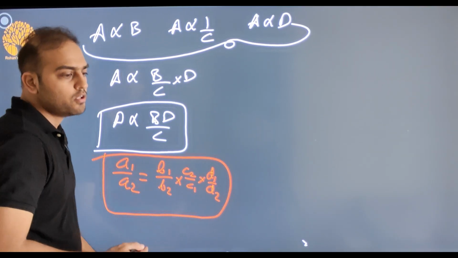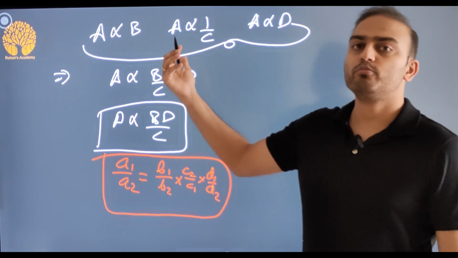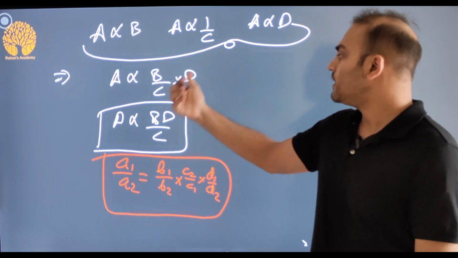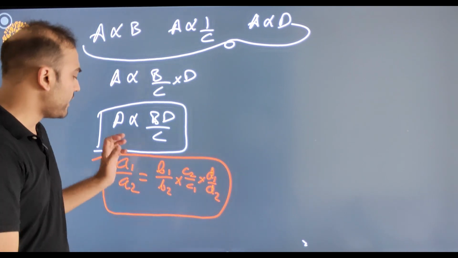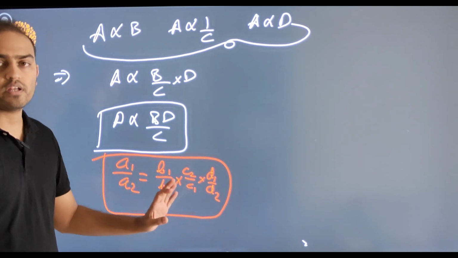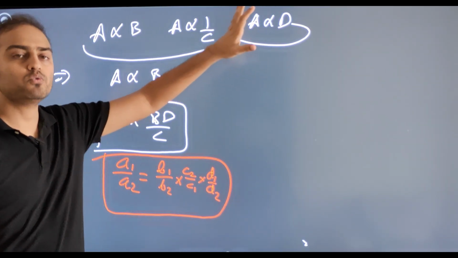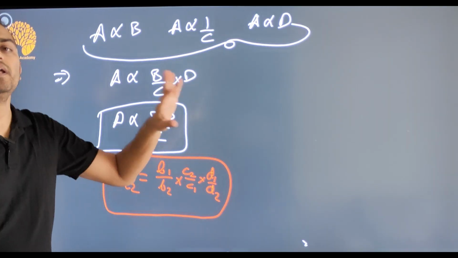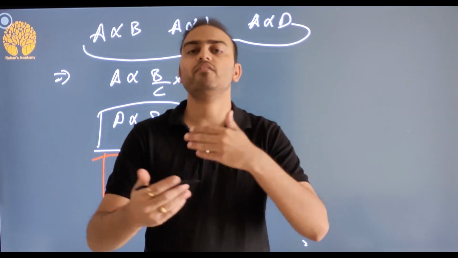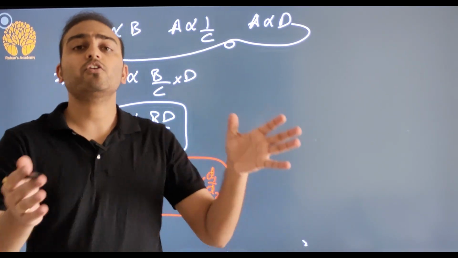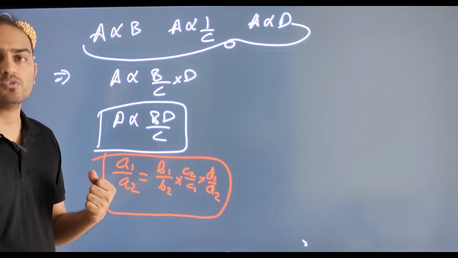So if A is proportional to B, inversely proportional to C and directly proportional to D, then we get A is proportional to BD by C, or you can write A1 by A2 is B1 by B2 into C2 by C1 into D1 by D2. Or if you have A directly proportional to B, C and D, you can simply write A is proportional to B into C into D. The point is, you just read the question, pick one variable, identify its relationship with multiple variables, concatenate all of them into one, and make your final formula to solve.